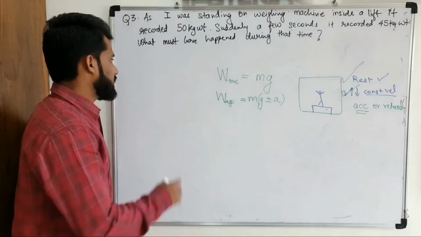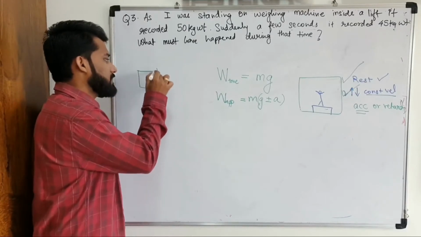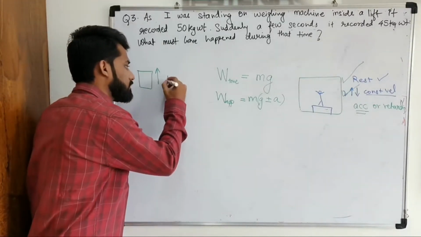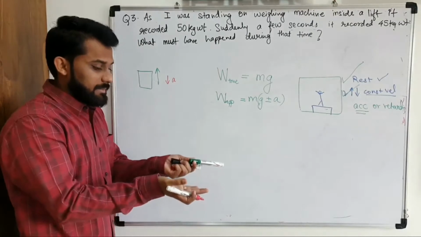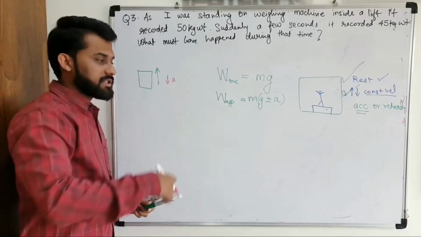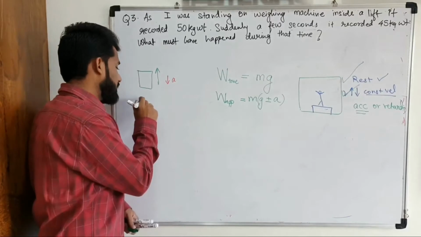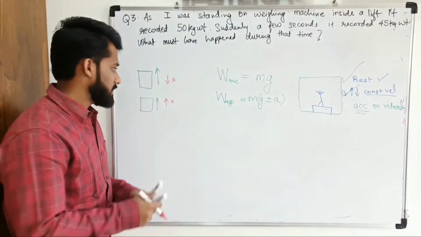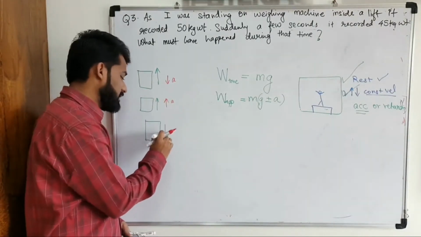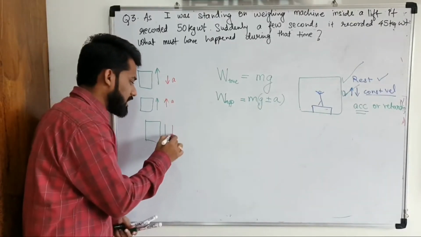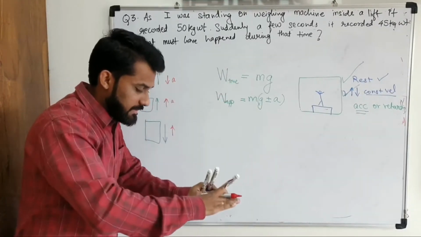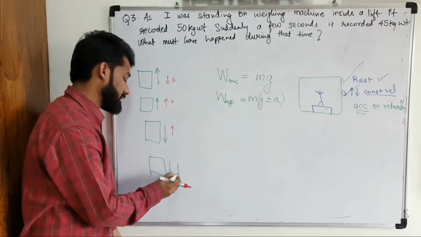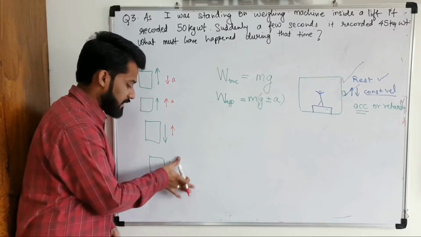Okay, so it may happen the lift is moving up, but it is accelerated down. Means the lift is moving up and it is slowing down. As it slows down, acceleration is downward. It may happen that the lift is moving up as well as it is accelerated up. Next case, it may happen that the lift is actually moving down, but it is still accelerated upward. Means it is retarding. It is going down and the speed is decreasing. And it may happen that the lift is going down as well as it is accelerated downwards.